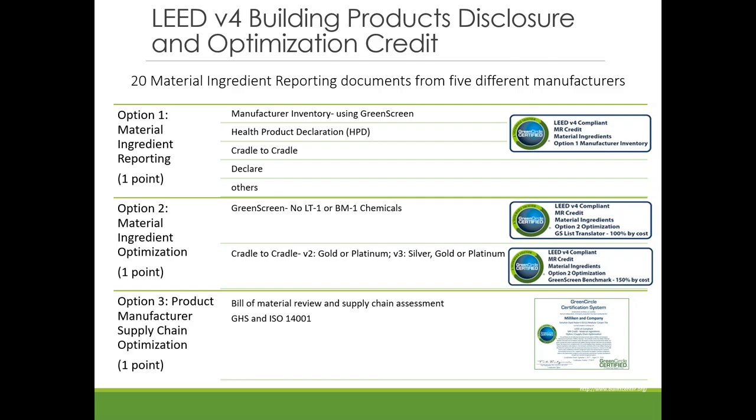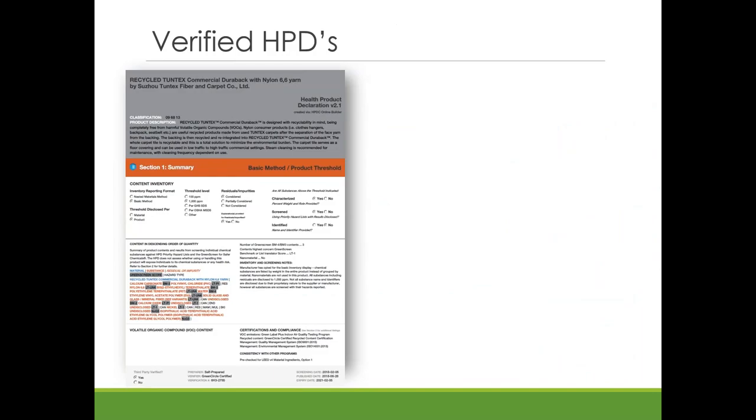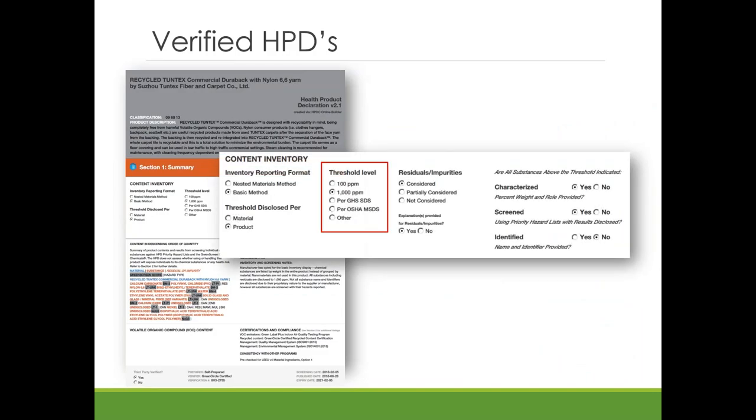So when we talk about HPDs, health product declarations, this is an example of one that we did the third-party verification for Tuntex, which is that carpet manufacturer out of China. And the one thing that's important to note is if you're looking for compliance with HPDs, you have to verify that either the 100 ppm or the 1,000 ppm areas are checked right here. If they're not, then there's a good likelihood that if you submit it, USGBC will not count it towards your 20 products that have these material ingredient reports.